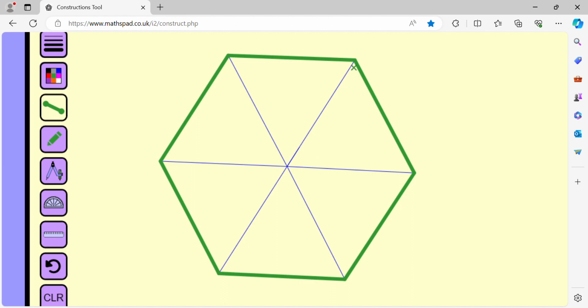We have drawn a regular hexagon by just drawing a number of angles that measure 60 degrees. In fact, 1, 2, 3, 4, 5, 6. We just draw 6 angles that measure 60 degrees each, and we get a regular hexagon.